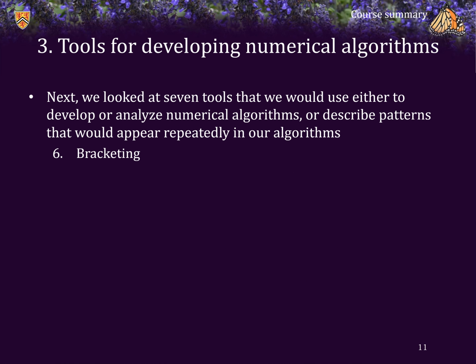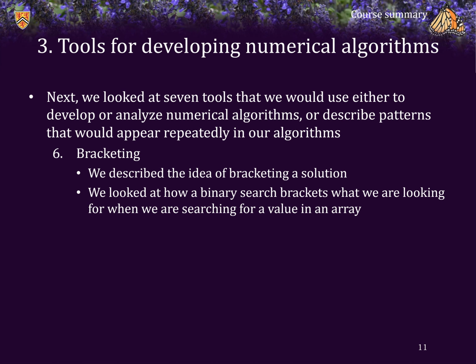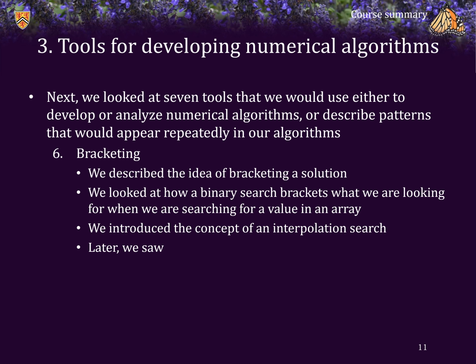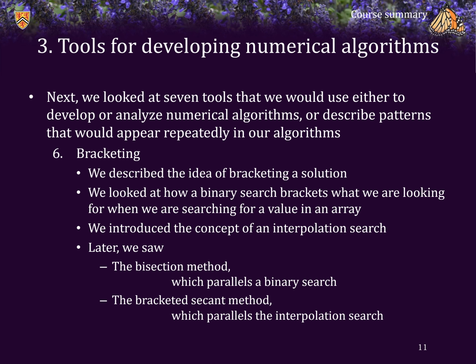We also introduced bracketing, and when we introduced bracketing, we described the idea of bracketing a solution to a problem, and we saw how a binary search was essentially bracketing the value we were looking for within an array. However, we then also introduced the concept of an interpolation search, one that converges more quickly. Later, we saw the bisection method, which was a method for approximating a solution to an algebraic equation, and we saw that that technique parallels the binary search technique. We also saw the bracketed secant method, and this paralleled the interpolation search that we just described when we introduced this topic.